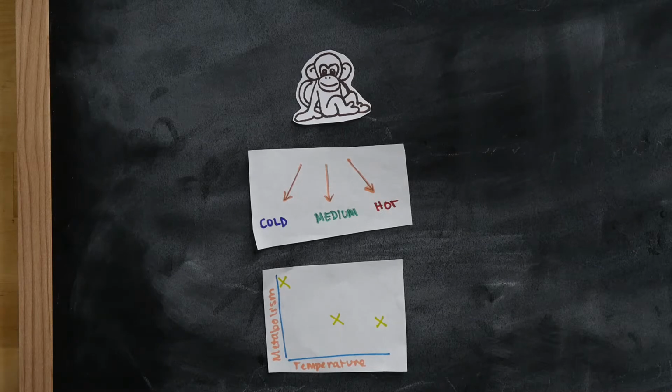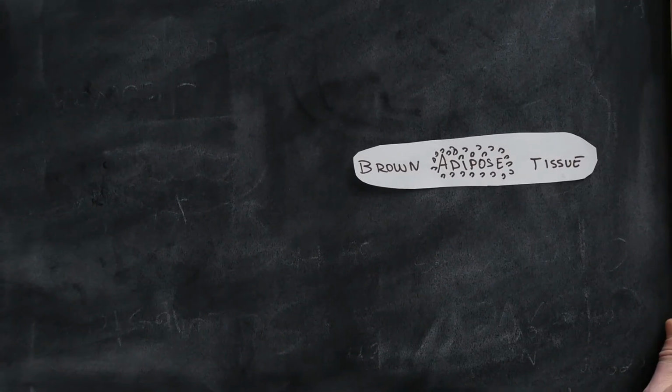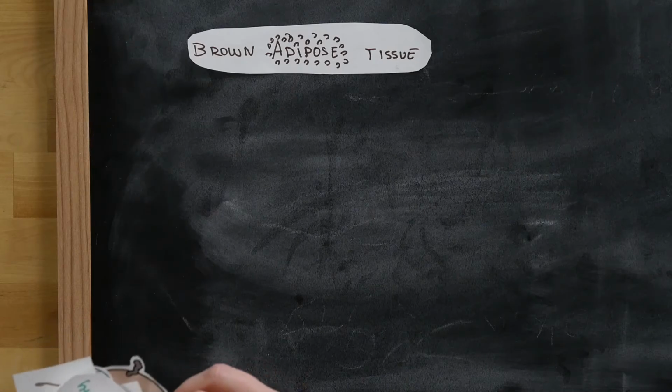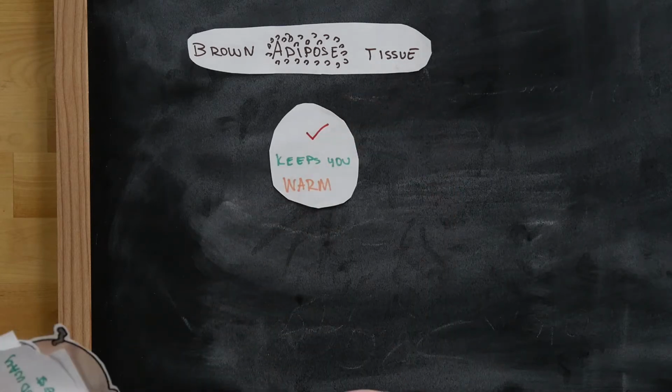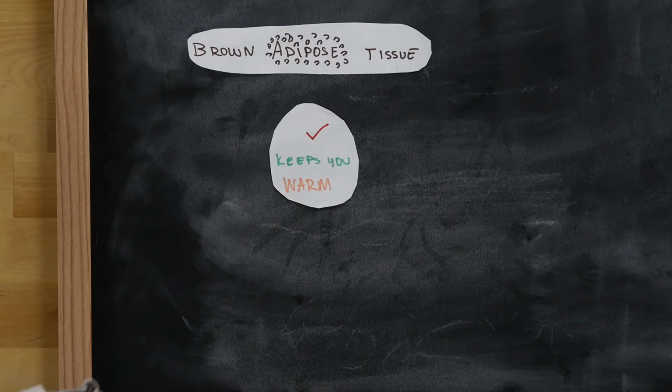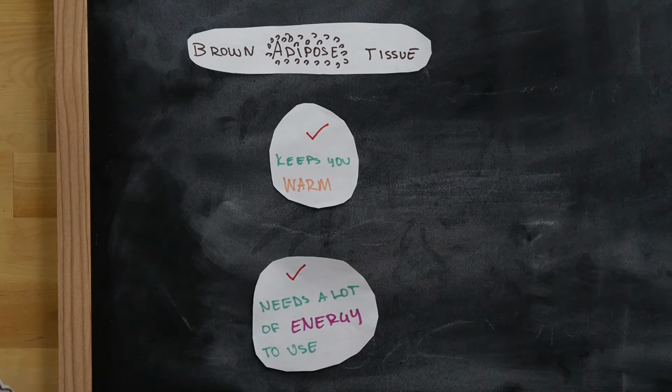They believed that the monkeys were relying on burning one specific type of fat tissue, called brown adipose tissue. Brown adipose tissue is very effective at warming us up, but takes a lot of energy to break down, which would explain the higher metabolisms of the cold monkeys.